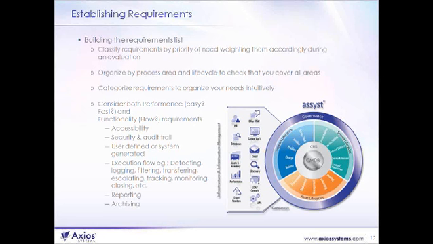Then you can categorize those requirements to fit your needs intuitively within each process area. And there's a kind of a checkpoint here to say make sure that you're not only documenting just the functional requirements or how something executes a workflow, but that you're also looking at the performance requirements. How easy is it to do that? How many steps does it take?